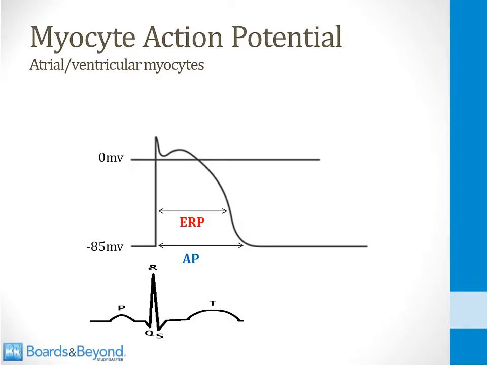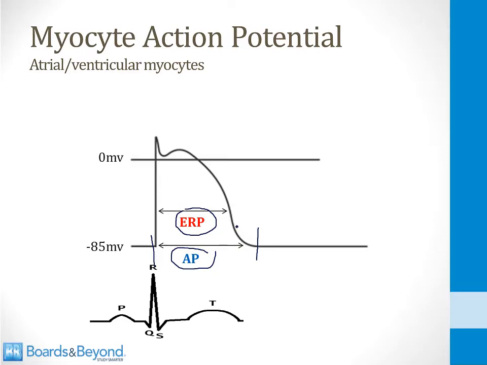Two other important terms here: the time it takes for the action potential to begin and end and return the voltage to minus 85 millivolts is called the action potential duration. There is another important time length in the action potential that's called the effective refractory period. This is the time during which the cell cannot undergo another depolarization.